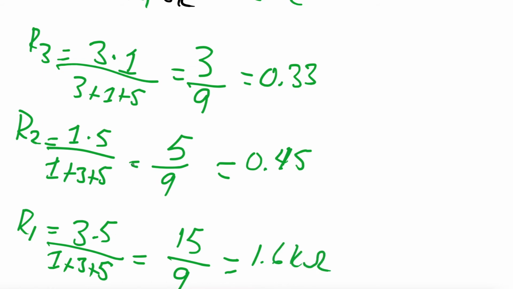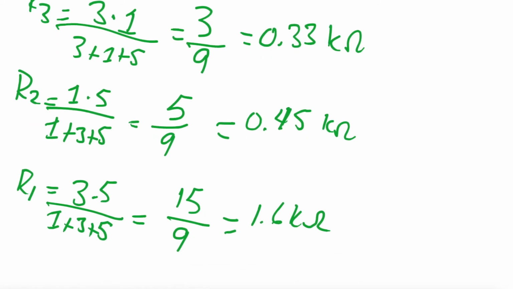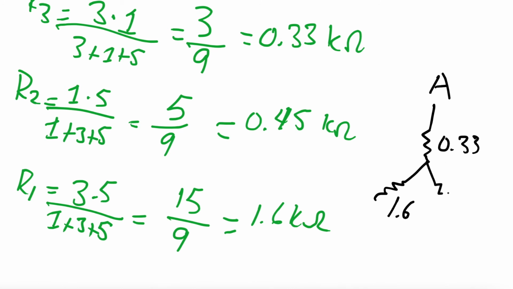So then these are the ones that we get. We get 0.33 kiloohms, and we get 0.45 kiloohms, and we get 1.6 kiloohms, right? So that's what R3, R2, R1 become, and essentially we can draw a new Y delta, right? We know that R3 is on the top, so we start with A. We have A over here. Coming down, we get 0.33, and then R1 on the left side becomes 1.6, and R2 on the right side becomes 0.45, right? And then that is our new Y delta.